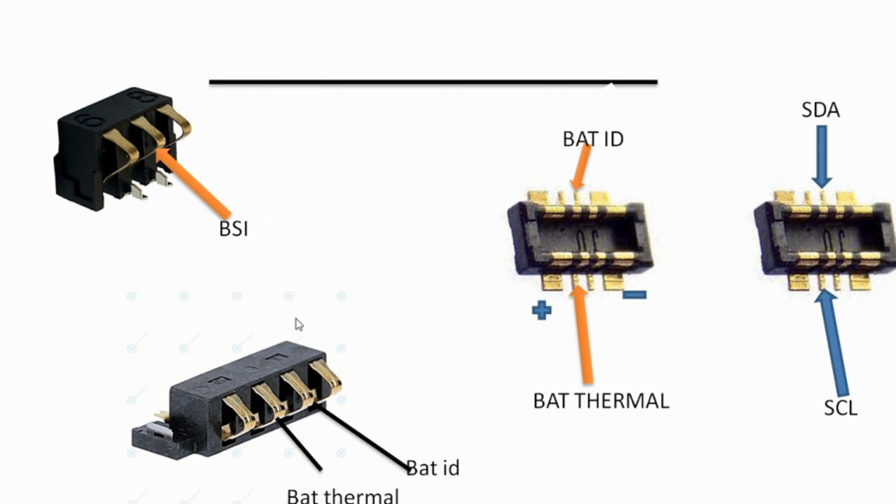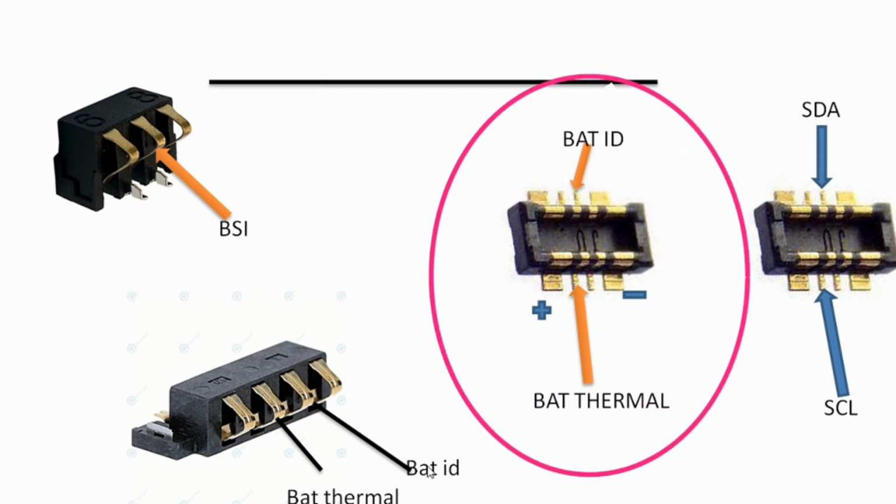Right now, next you can see here there is a 4-pin battery connector. It's also VBat on the first pin and ground on the last pin. In between are Batt thermal and Batt ID. Now BSI becomes Batt ID. Batt ID means battery identification. Batt thermal is the line for temperature sensing. In some phones which use this type of connector, this pin is NC and in some it works as a Batt thermal line.